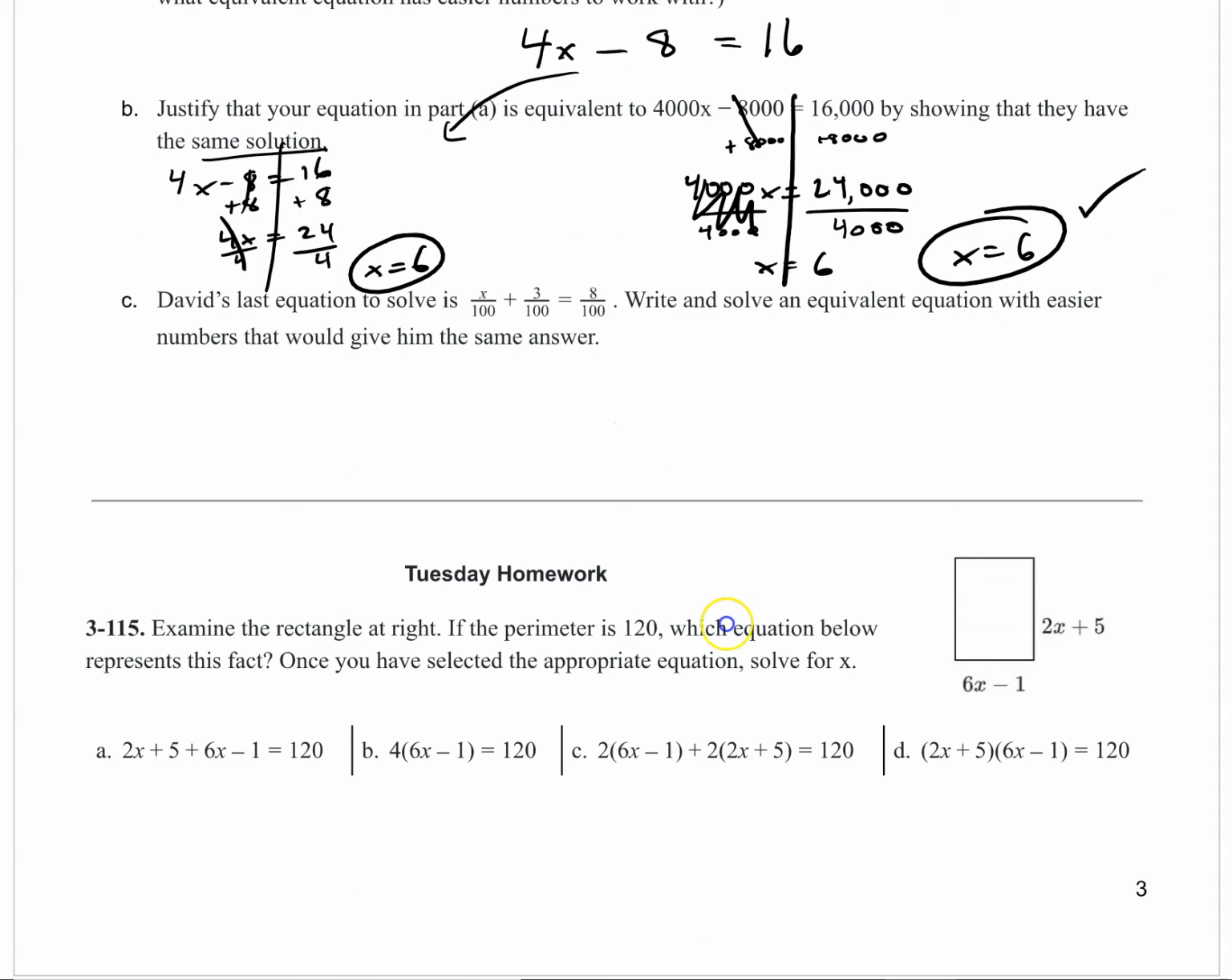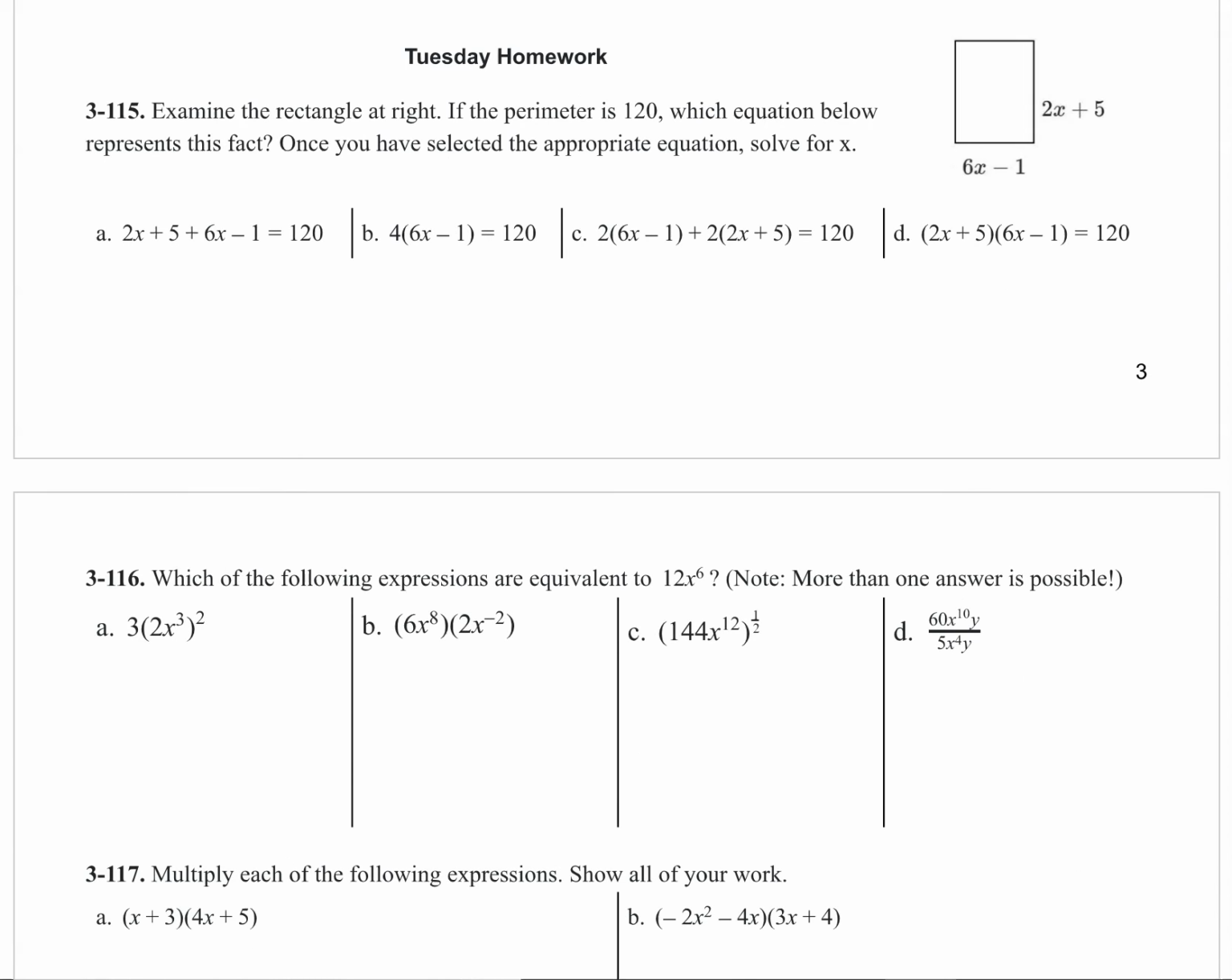Try part C. Tuesday homework 3-115. Examine the rectangle at the right. If the perimeter is 120, which equation below represents this fact? Once you have selected the appropriate equation, solve for x.